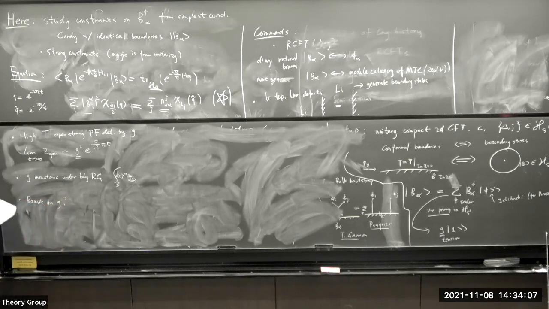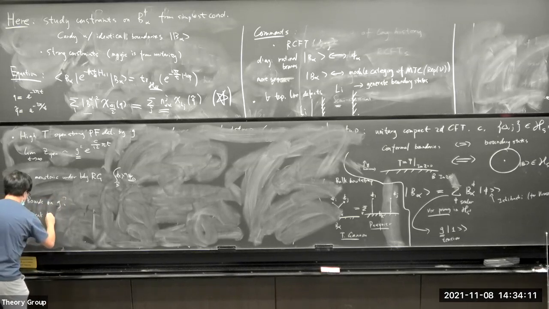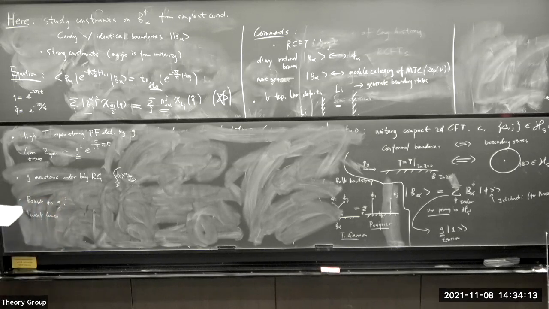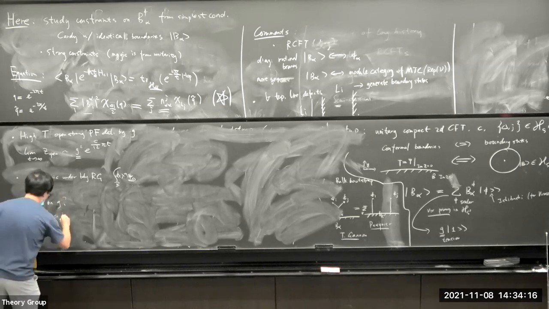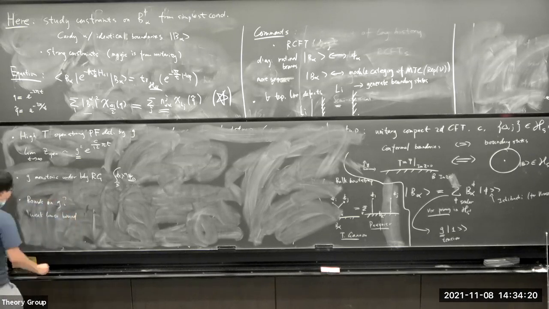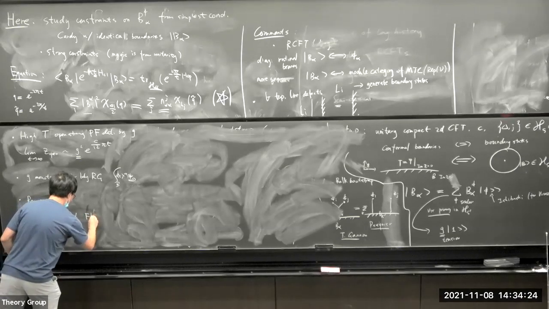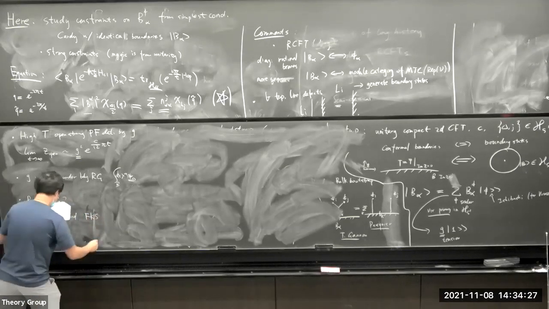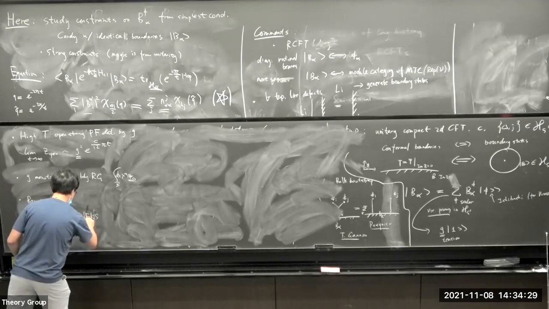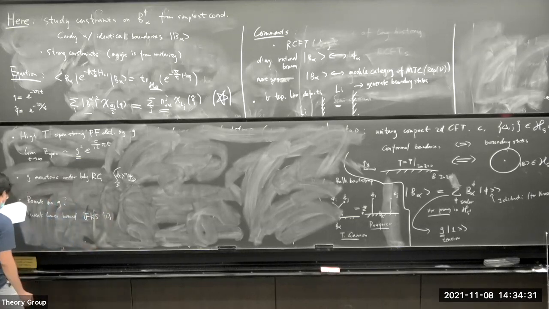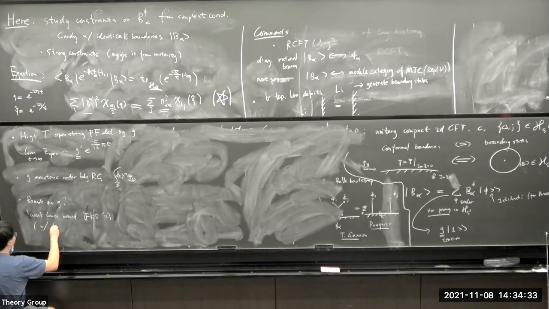Upper and lower bounds. Okay, at this stage I should point out there's some weak lower bound by Friedan, Konechny, and Schmidt, assuming a bulk gap that's above c minus one over 10 to 12.